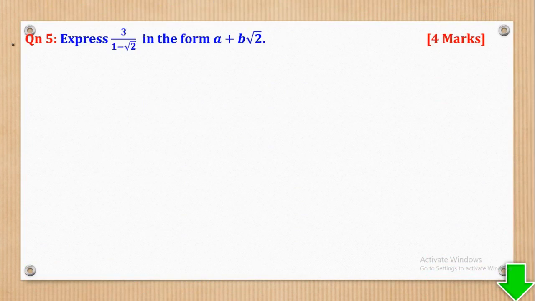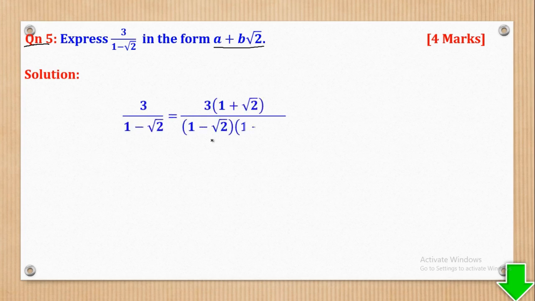So that was question 4. Now we shall go to question 5. So question 5 says, express 3 over 1 minus root 2 in the form a plus b root 2. So yeah, the first thing to do is to rationalize.